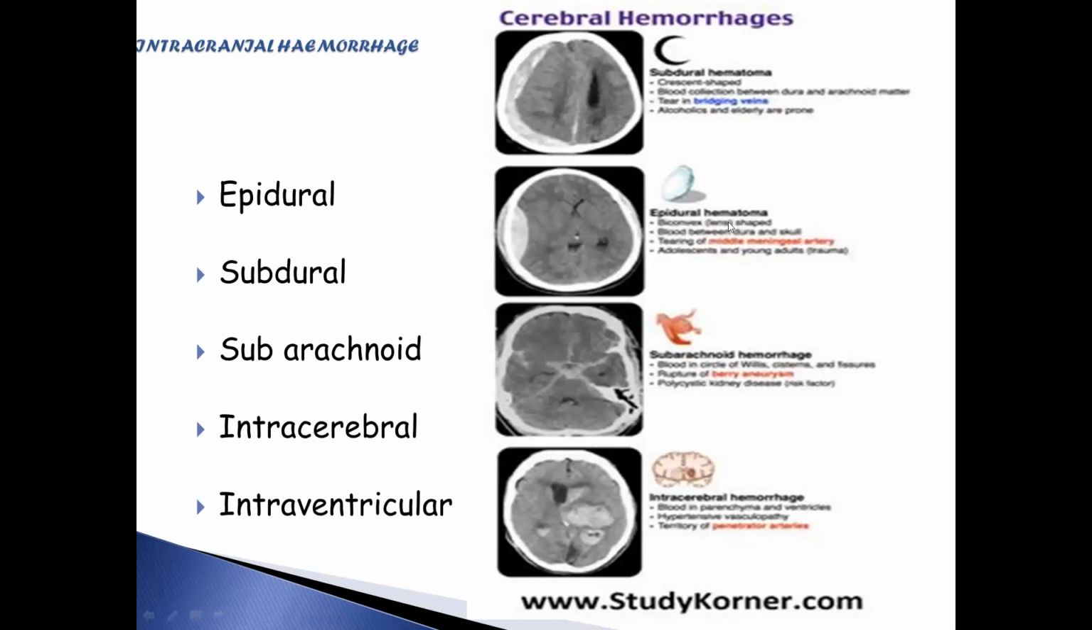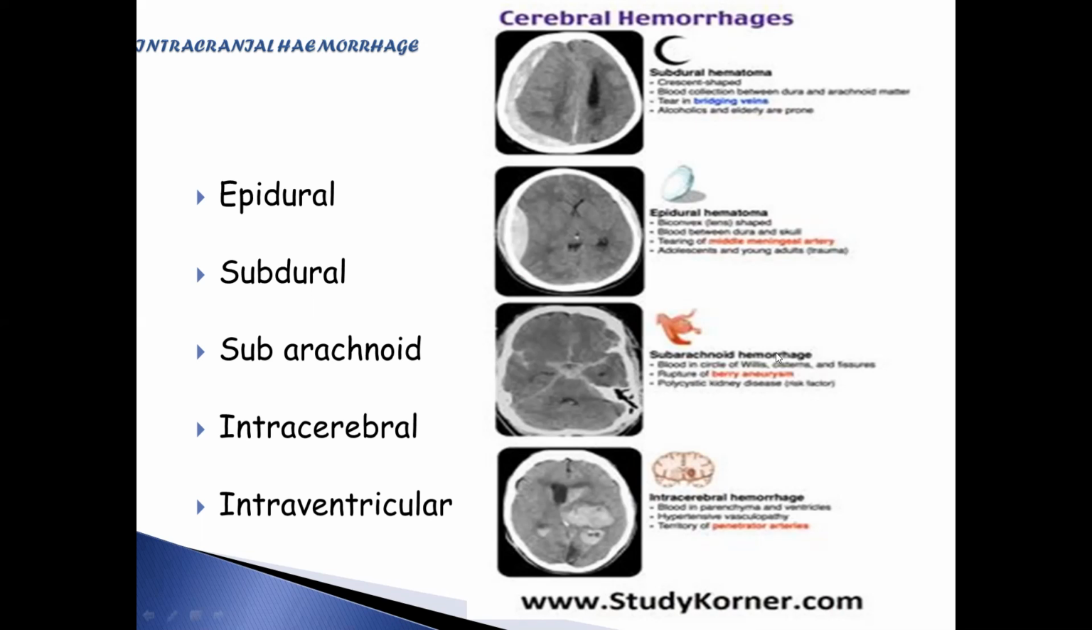Then let's talk about epidural hematoma. That's biconvex or lens shaped. To see this, this is biconvex, right? There's blood between the dura and the skull. We talked about subdural blood being between the dura and the arachnoid; in epidural, it's between the dura and the skull. This usually arises due to tearing of the middle meningeal artery. Who is more prone to epidural hematoma? Adolescents and young adults. Basically, it's common due to trauma.